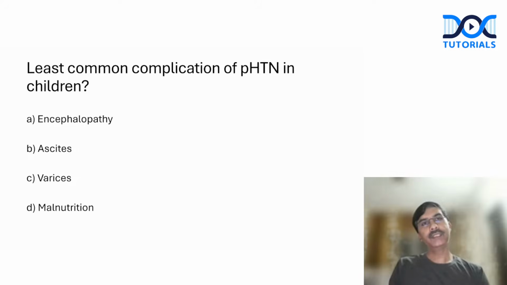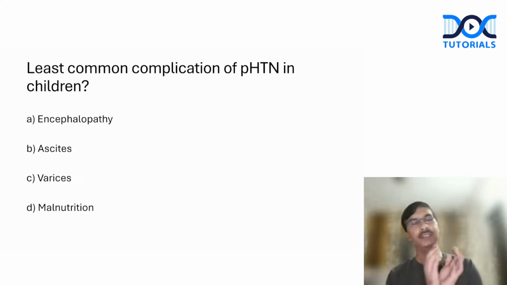Moving on to the next question: least common complication of portal hypertension in children, and the options include encephalopathy, ascites, varices, and malnutrition. Unlike adults, the encephalopathy component is very, very rare in portal hypertension of children. This is because the number of children having non-cirrhotic portal hypertension is very high when compared to adults. Say 100 children in their first decade have portal hypertension. In India, 50 of them may not have cirrhosis.